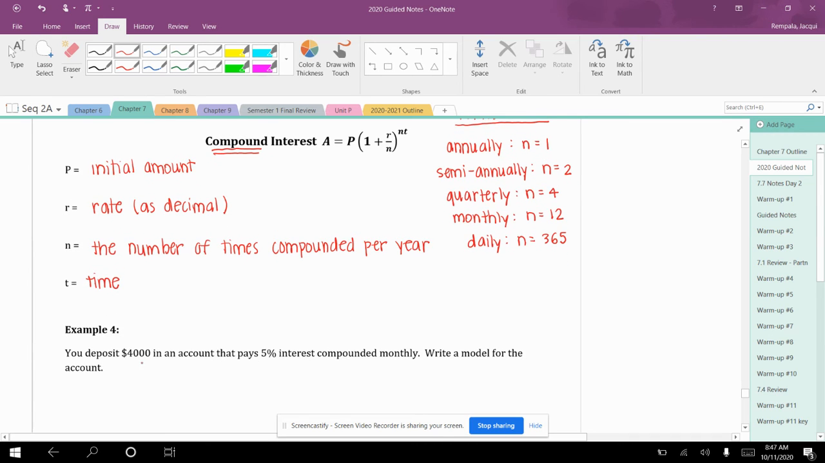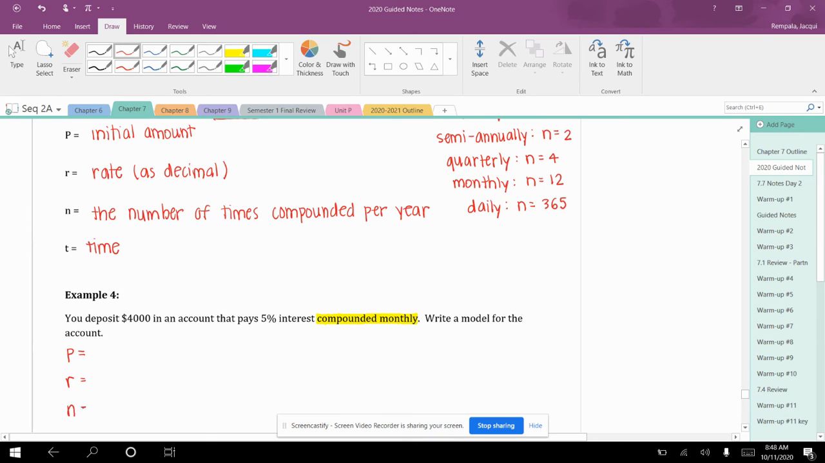We are going to deposit $4,000 in an account that pays 5% compound interest monthly. We're going to write a model for this account. So notice how it says compound and then it says the word monthly. That's why I know I'm using this compound interest formula. So we have to identify the initial amount, the rate, our value for n for compound. And then if we're just writing a model, I don't care about what t is because we're going to have that in our actual formula.